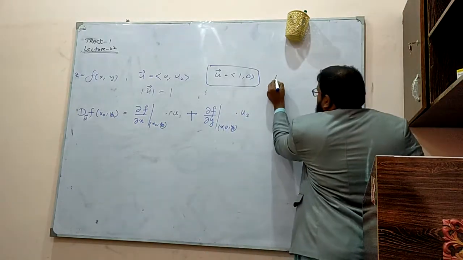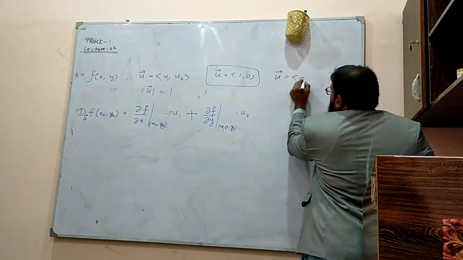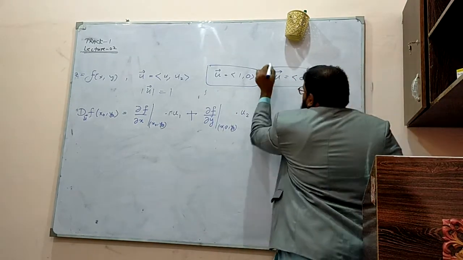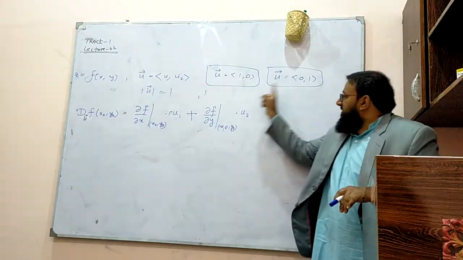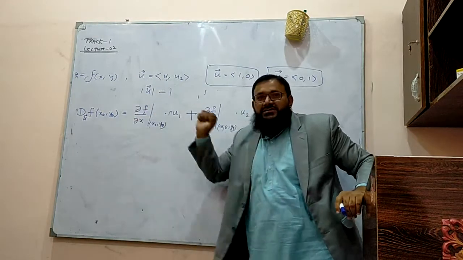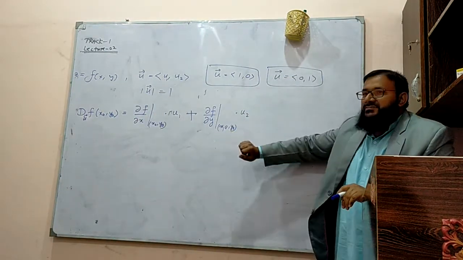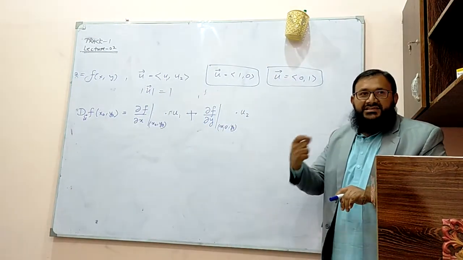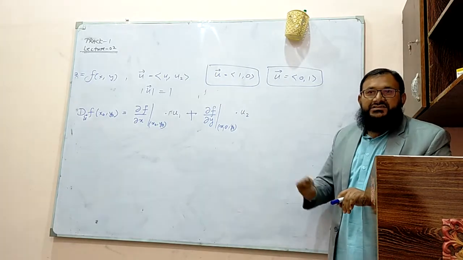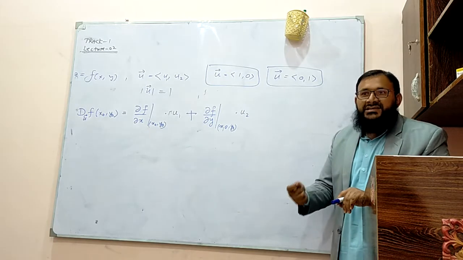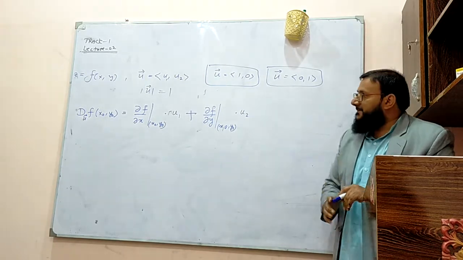What if you put this vector, (0, 1)? What is the direction of this vector? Along the y-axis. What is the value of u1? 0. Put it here. This term becomes 0, and this term becomes partial f by partial y. That's the derivative in the direction of y. That's why we call it the directional derivative. It means the derivative of a function in any direction.